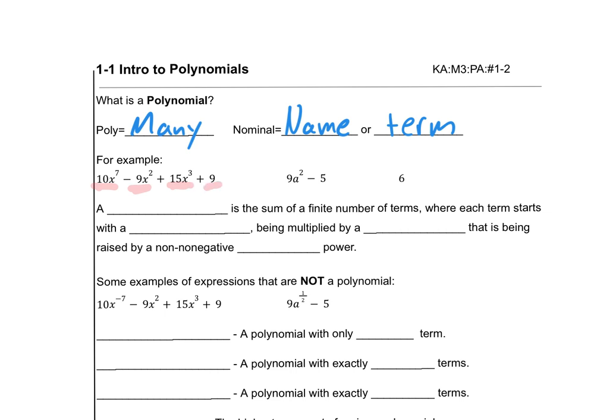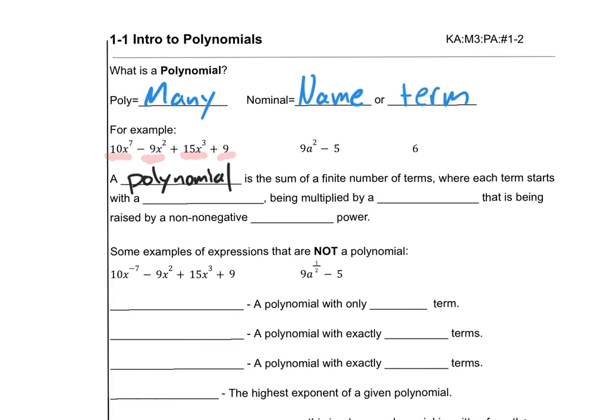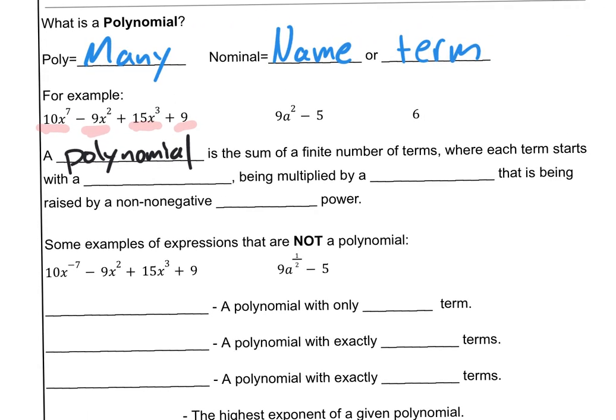So the technical definition of it: a polynomial is the sum of a finite number of terms where each term starts with a coefficient being multiplied by a variable that is raised by a non-negative integer power. Okay, so let's just kind of recap what I mean by all that.